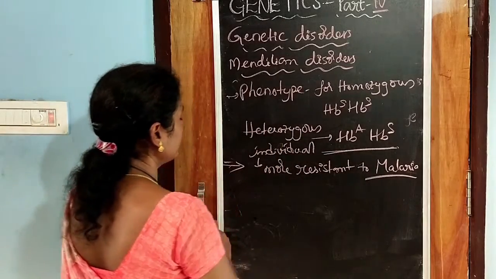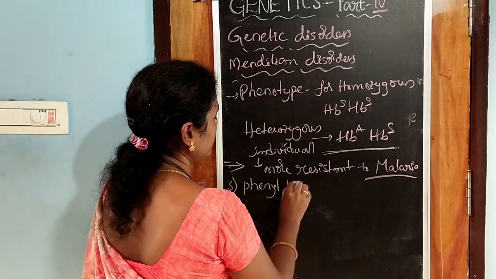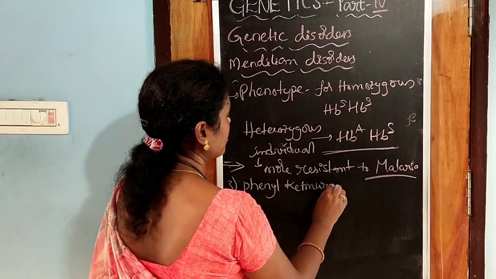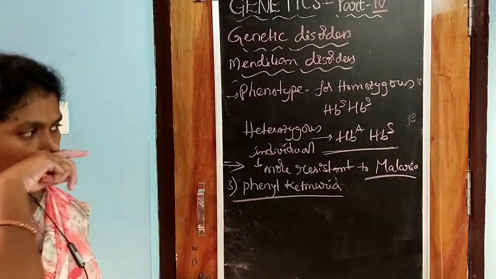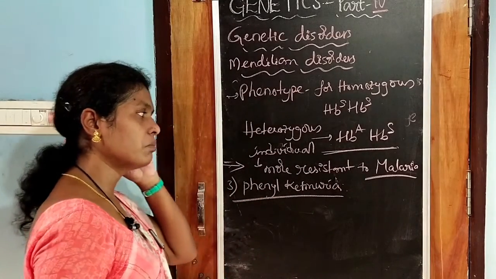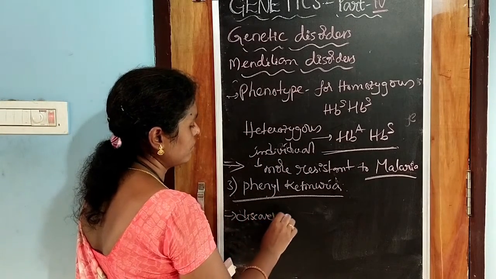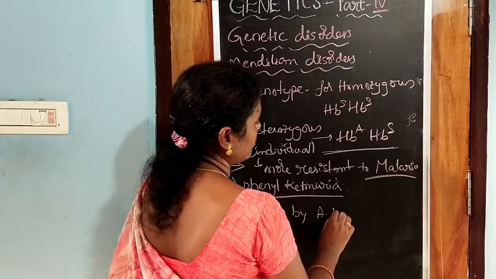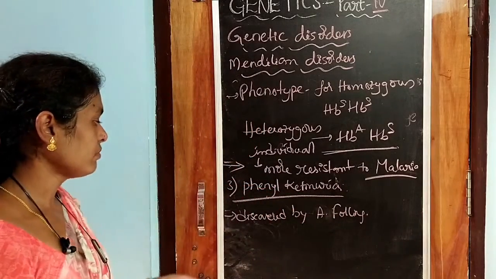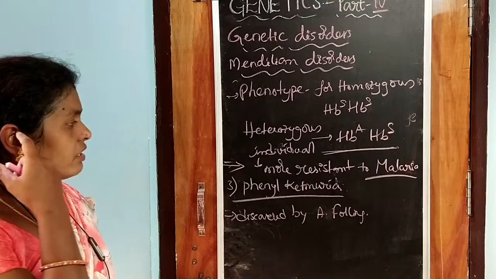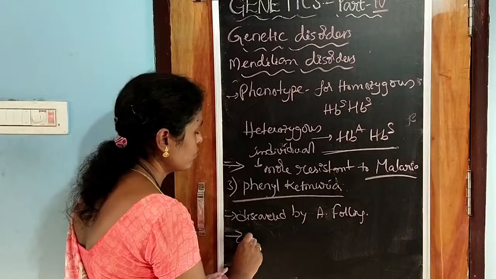The third one is phenylketonuria. It was discovered by A. Fölling. Phenylketonuria is an autosomal genetic disorder due to a defective gene on the 12th chromosome.